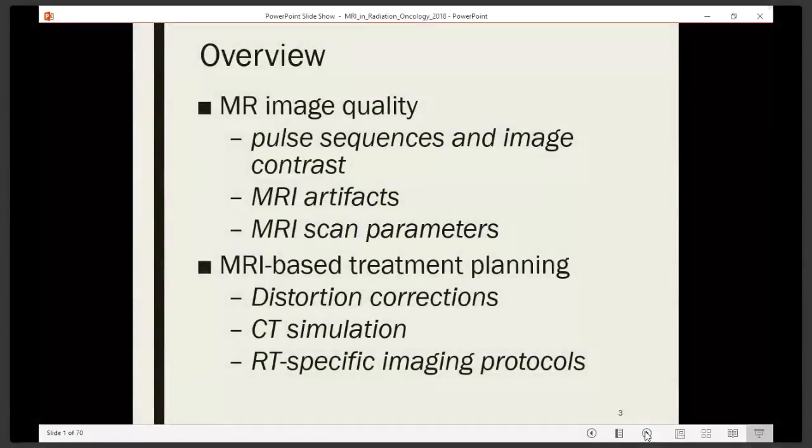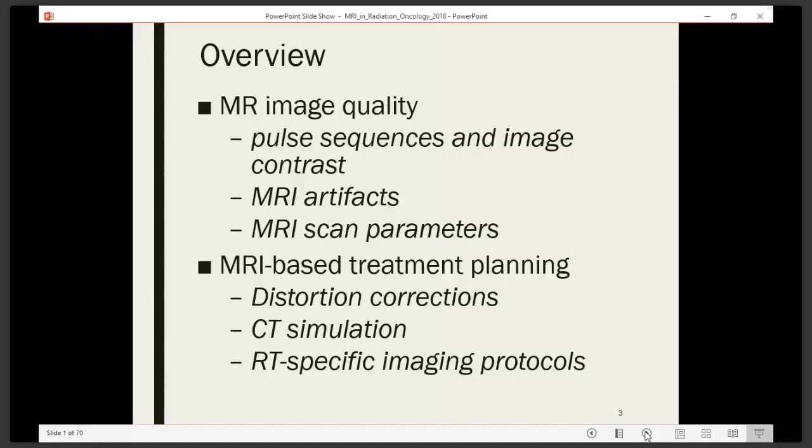Today, we want to talk a little bit about MR image quality and expand on the first webinar, but we also want to get into some of the applications of MRI in radiation therapy treatment planning in particular. So we'll be talking about some of the basic pulse sequences and how they control image contrast. We'll touch on the MRI artifacts that are the most important ones in radiation therapy, and the type of MRI scan parameters that are generally required for radiation therapy studies.